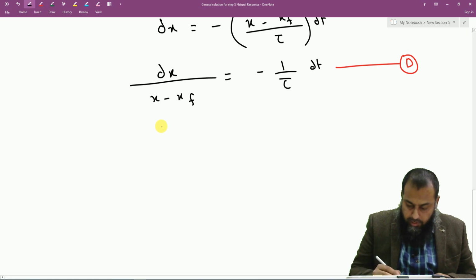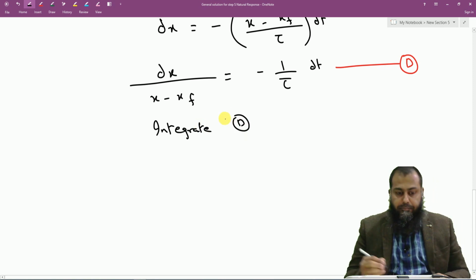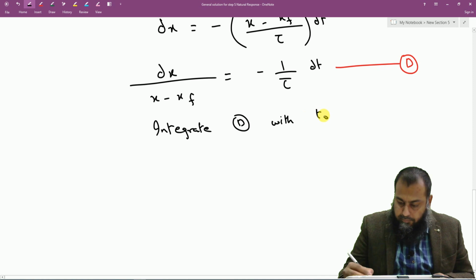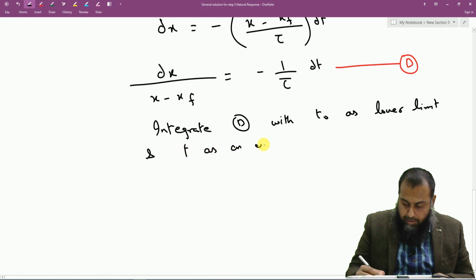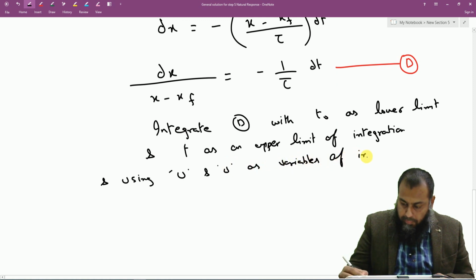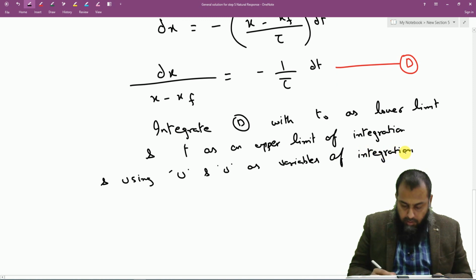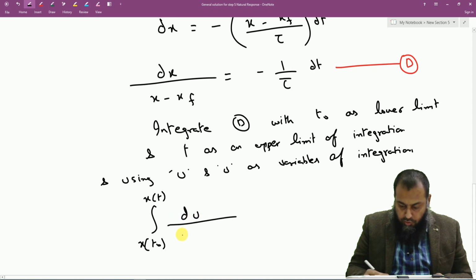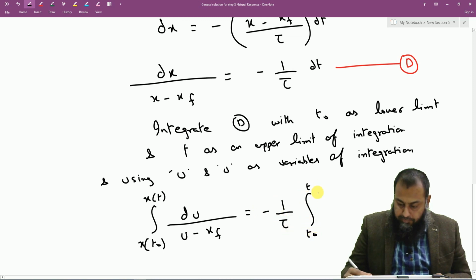Now if I integrate equation number D with t naught as the lower limit of integration and t as the upper limit of integration, and by using u and v as variables of integration, we get the integral from x(t naught) to x(t) of du over u minus xf, that is equal to minus 1 over tau times the integral from t naught to t of dv. This is dv and this is du.